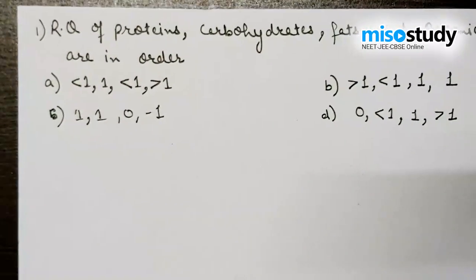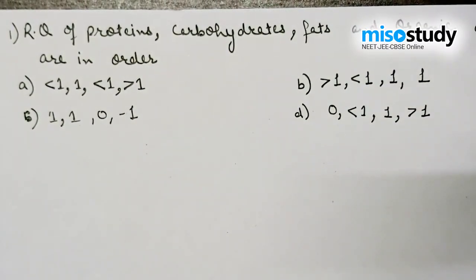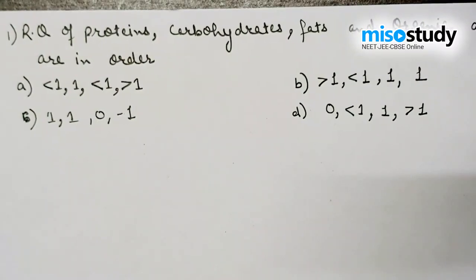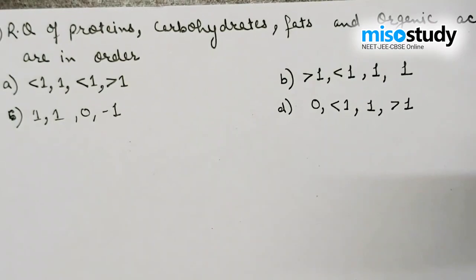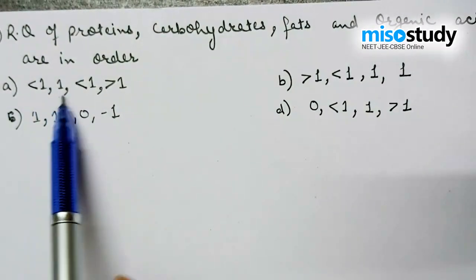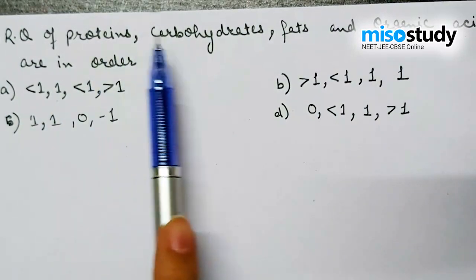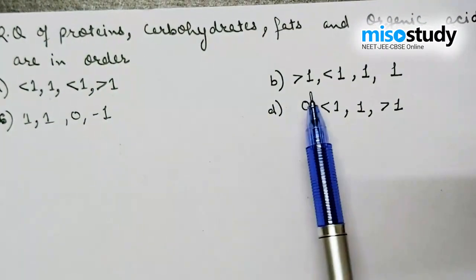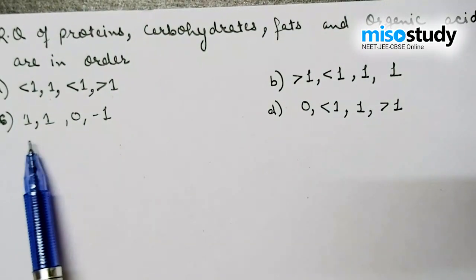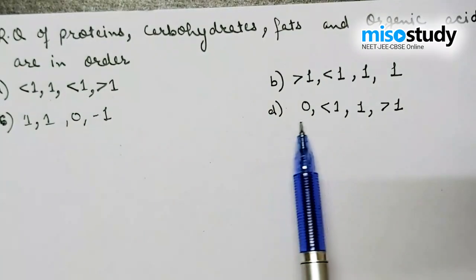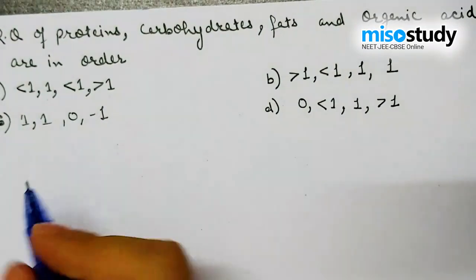The first question from the session is: the RQ, that is the respiratory quotient of protein, carbohydrate, fat and organic acids are in order. Option A, less than 1, 1, more than 1 and less than 1. These are the sequence for protein, carbohydrate, fat and organic acid. Option B is less than 1, more than 1, 1 and 1. C is 1, 1, 0 and minus 1. Option D is 0, more than 1, 1 and less than 1.